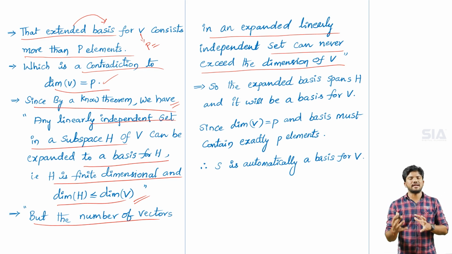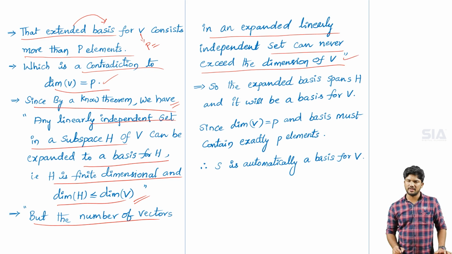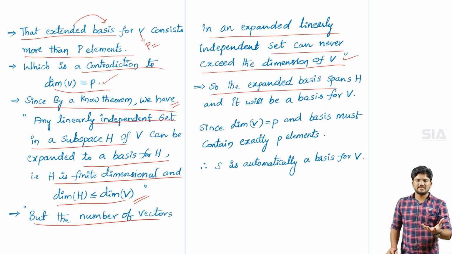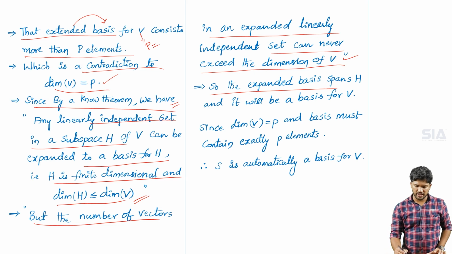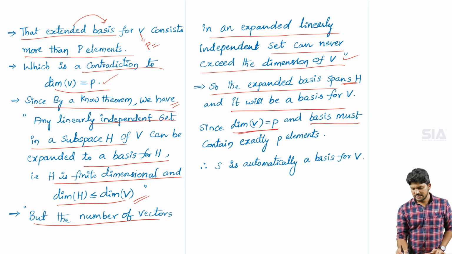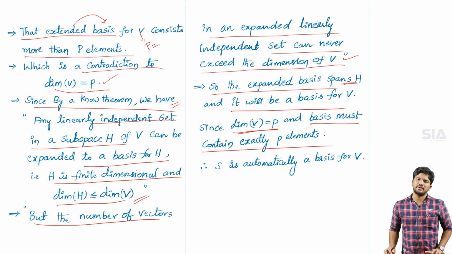Even if you expand that set, the number of vectors can never exceed the dimension of the vector space capital V. So the expanded basis also contains the same dimension as the vector space. Therefore the expanded basis spans capital H and it will be a basis for capital V. So the dimension of capital V is equal to P and a basis must contain exactly P elements.